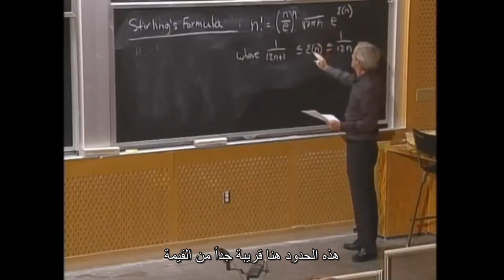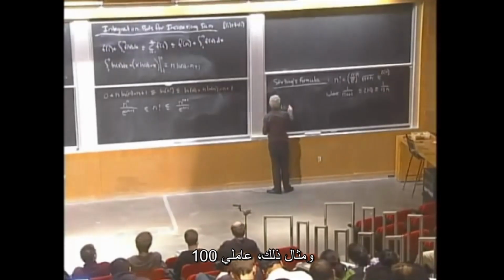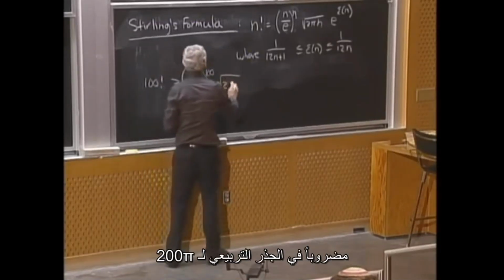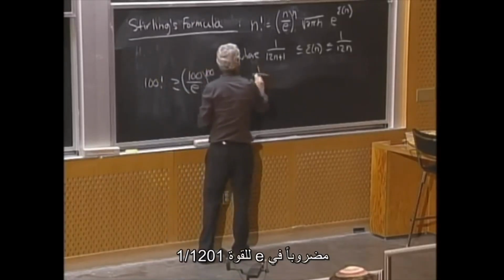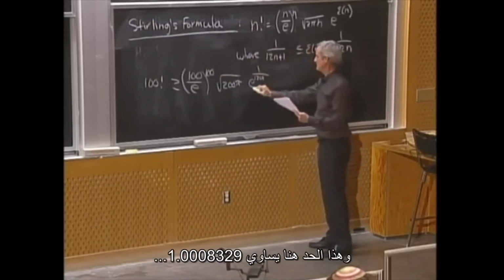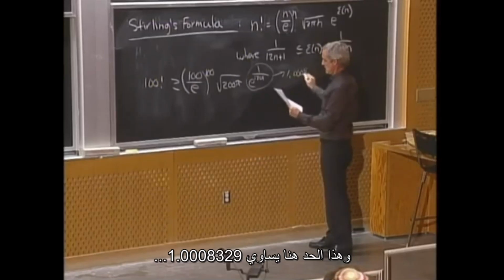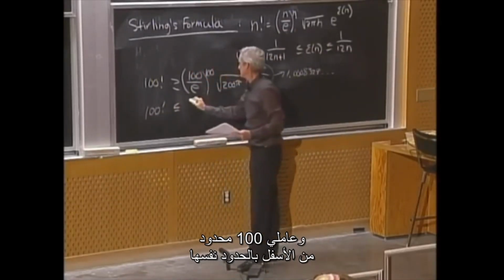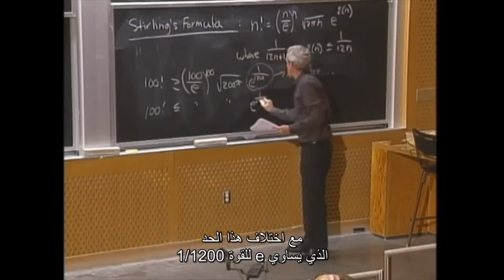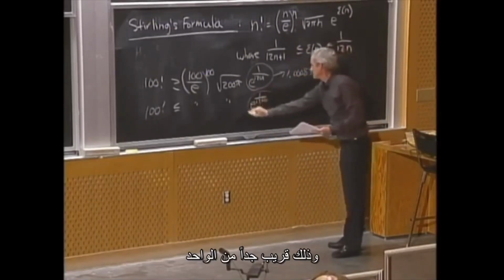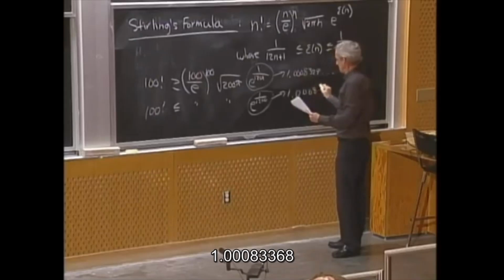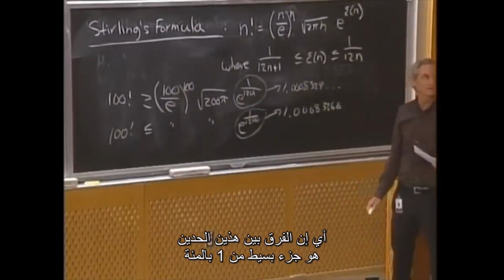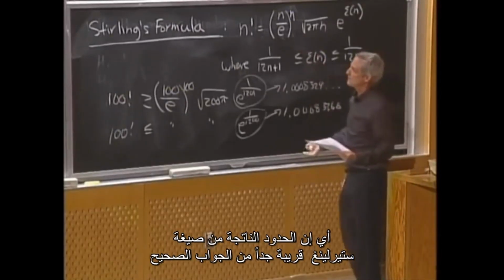Now, these bounds you get here are very tight. For example, 100 factorial is at least (100 over e) to the 100 times square root of 200 pi times e to the 1 over 1201. This thing is just really tiny. This thing here is 1.0008329 and something. And 100 factorial is upper bounded by the same thing, only here it's e to the 1 over 1200, and that is very close to 1: 1.00083368. So the difference in these bounds is a tiny fraction of 1%. So the bound you get from Stirling's formula is very, very close to the right answer.